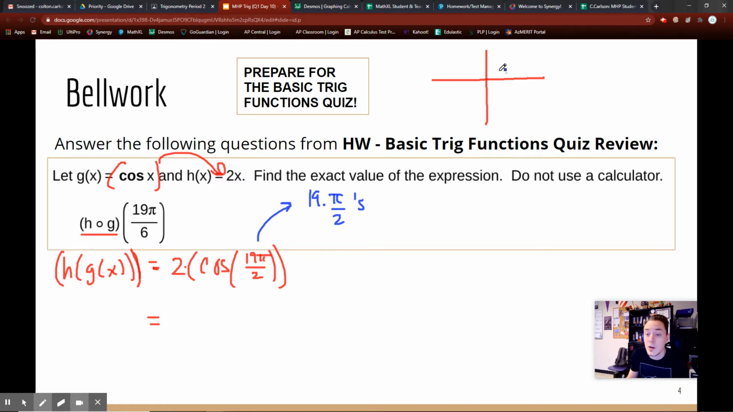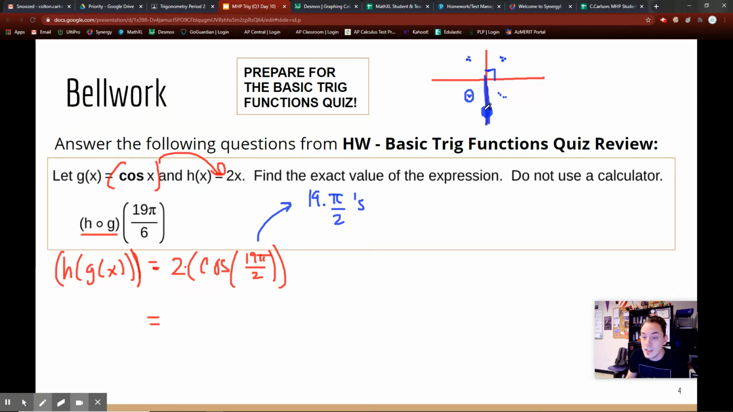So that means I know pi over 2 is each quadrant. So what am I going to do? I'm going to literally count 19 pi over 2s. So watch. 1, 2, 3, 4, 5, 6, 7, 8, 9, 10, 11, 12, 13, 14, 15, 16, 17, 18, 19. So that means this goes around over and over again, but we get to this quadrantal angle right here.